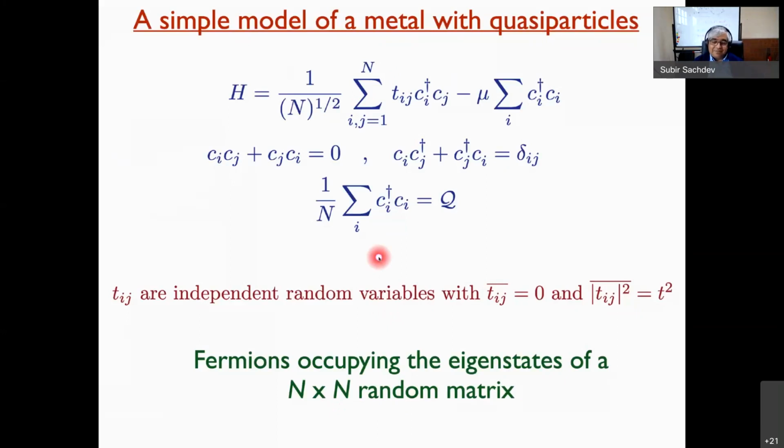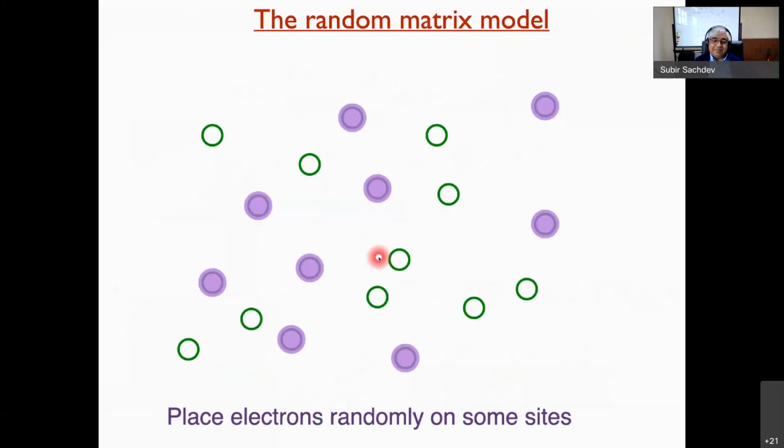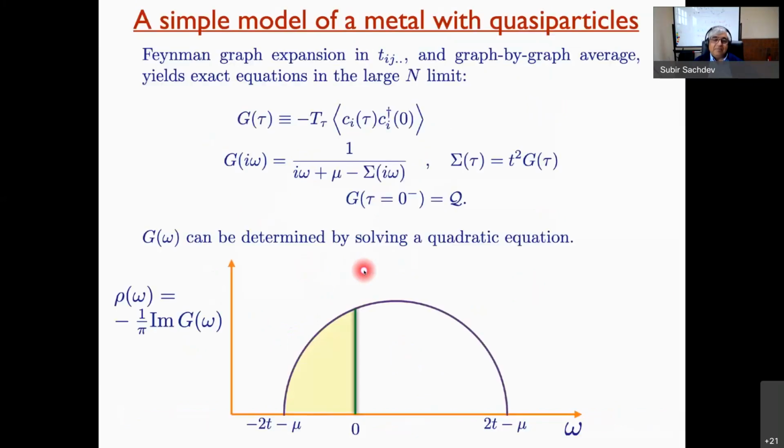So just to show some pictures, you imagine you have some sites, you add some particles, and each particle can hop. There's an exclusion principle. These are fermions. That's important. And so this particle could hop from there to there, and so on. There's all kinds of hoppings allowed, and every allowed hopping can happen, but with a random amplitude.